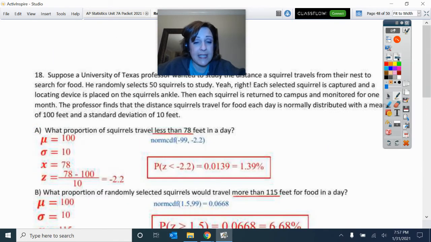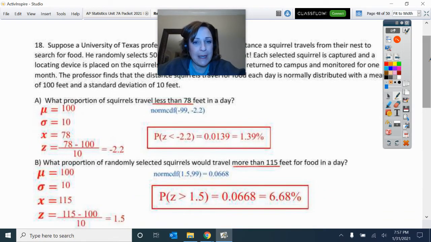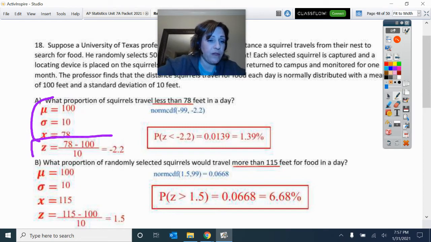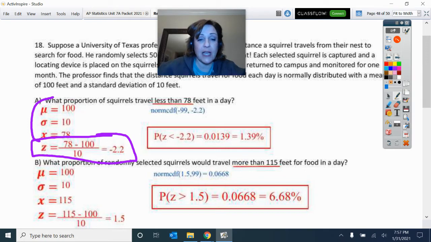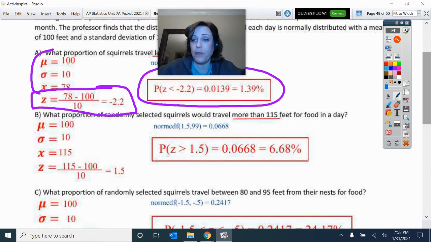All right, 18. Here we had squirrels that were traveling on the UT campus. What proportion of the squirrels travel less than 78? So we're asking for this proportion, so we're getting that amount. We were given these three values, so we find that z-score and we norm CDF the area below that. So the z-scores that are lower than that, 1.39%.